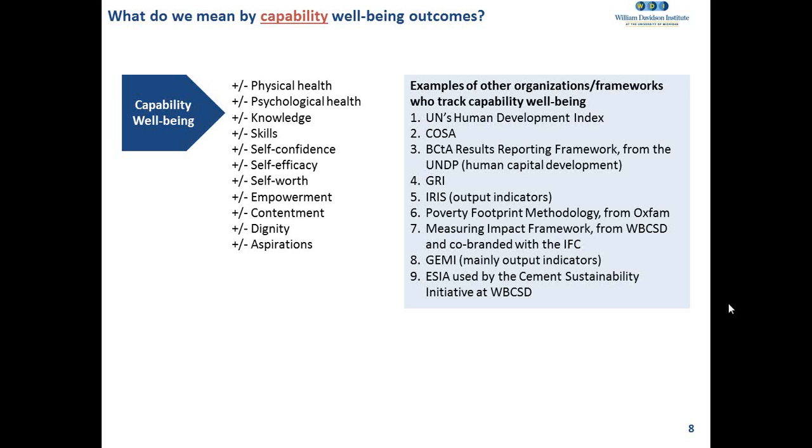When an individual is limited by their own means, such as a lack of knowledge or skills, we define it as capability well-being. And when individuals are limited by others, such as their social networks, government, or environment, we define it as relationship well-being. Based on this definition, the capability well-being dimension encompasses an individual's physical health, psychological health, knowledge, and skills, as well as their feelings about themselves and their capabilities, including changes in self-confidence, self-efficacy, self-worth, empowerment, contentment, dignity, and aspirations. And please note, these indicators of each type of well-being are not meant to be inclusive. And as you can see, following the format earlier, there are some examples of different frameworks and organizations that track changes in capability well-being.